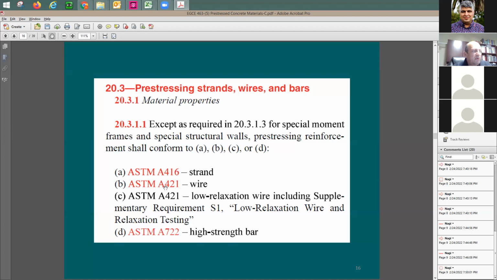For the wires, it's going to be conforming with the A421. I'm going to jump here to the A722, which is for high strength bars. So these are the three common cables or strands or reinforcing systems that you can use for pre-stressing. The very common one that we'd like to use, and we're going to keep on using in this course, is going to be this one, the strands. This is what people use in the construction industry.